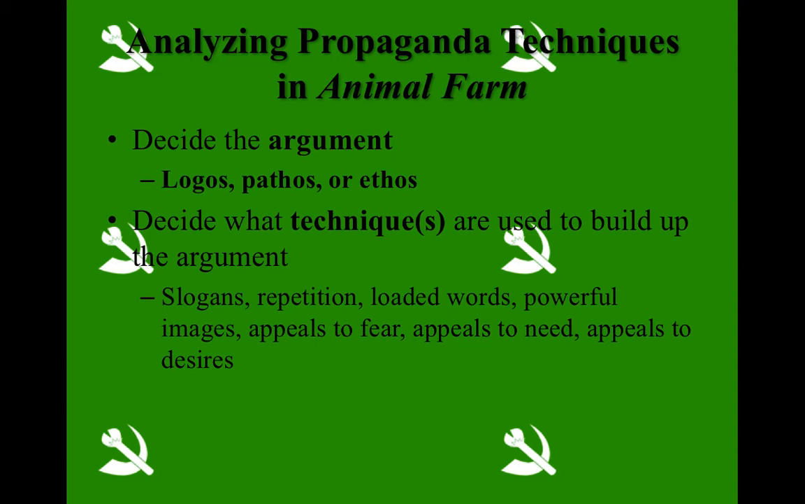Now we're going to go back to the examples of propaganda in Animal Farm. We've already decided the argument: logos, pathos, or ethos. But now we need to look at those things again and determine what technique is being used to build up that argument. Is that piece of propaganda an example of a slogan? Is it repetition? We know that it can be both. Loaded words can also be repeated. Is it a powerful image, appeal to fear, appeal to need, appeal to desire?